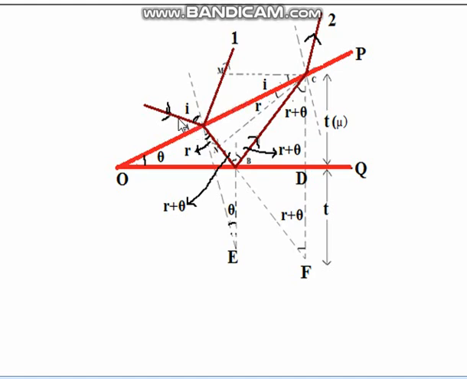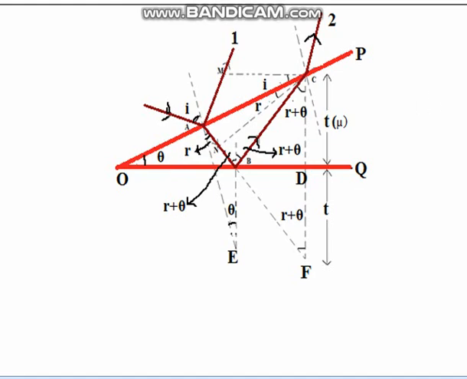For the reflection at point A, we draw a normal. The dotted line is the normal. At point B, there is again reflection, so this dotted line is the normal, and these two normals meet at point E. The angle between these two normals is theta, because the angle between the planes is theta, and this is the rule: the angle between the planes is the angle between the normals.